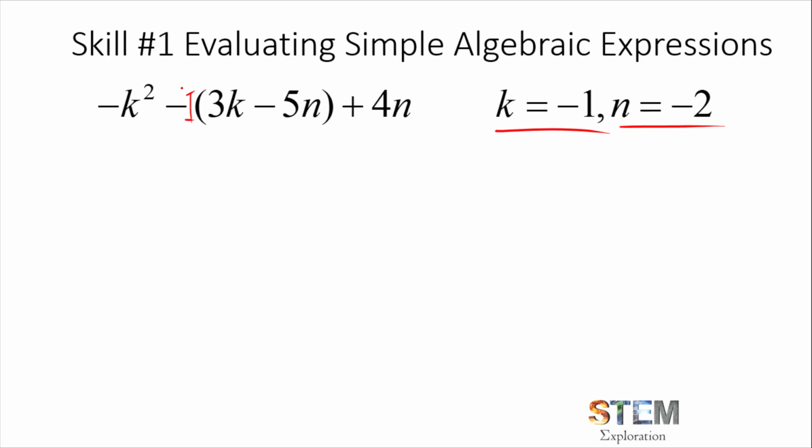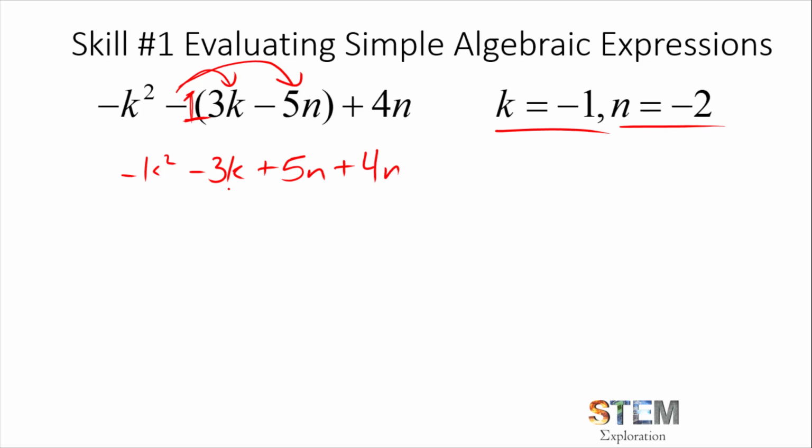All right, and so what I'm going to do here is distribute this negative 1, and get rid of these parentheses so that all of my terms are in the same level of PEMDAS, so to speak. And so I'm going to distribute this negative 1. Sorry, that's kind of a weird looking 1. All right, maybe that's a little better, maybe not. But let's distribute this negative 1, and I'm going to rewrite this as negative k squared minus 3k. And negative 1 times negative 5n is positive 5n plus 4n.